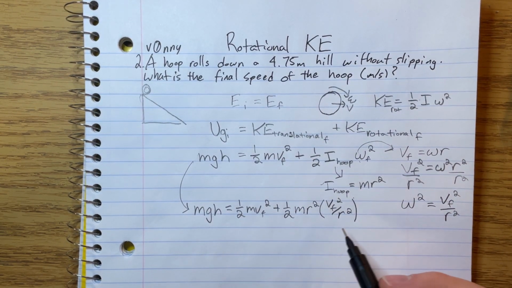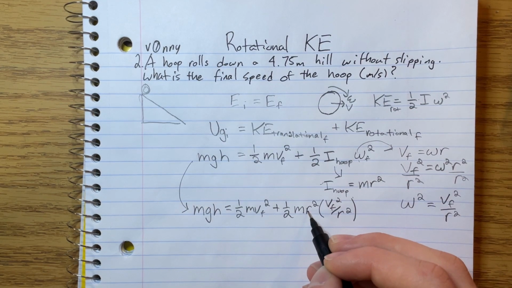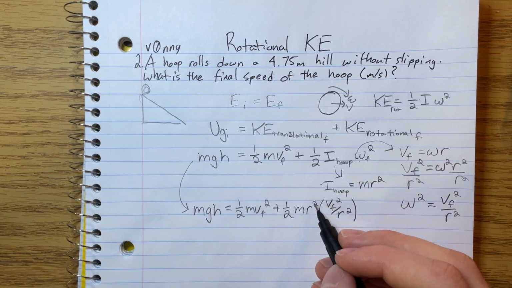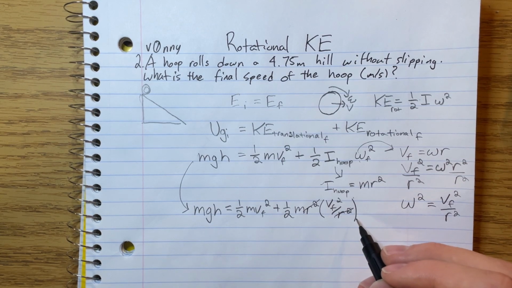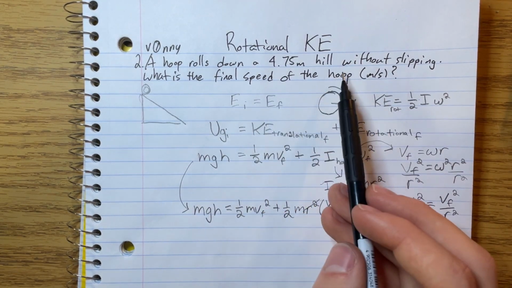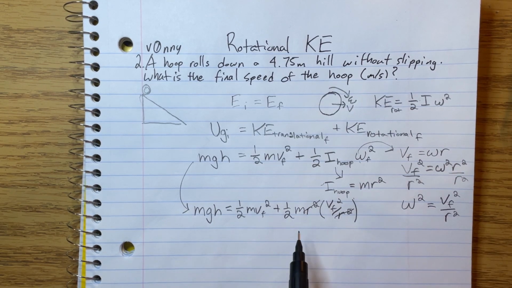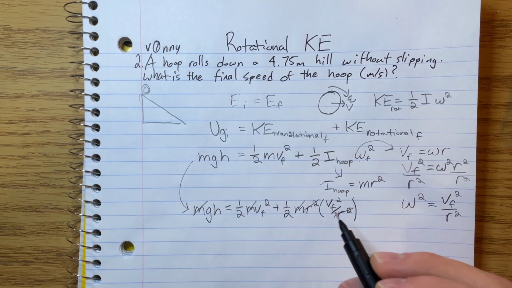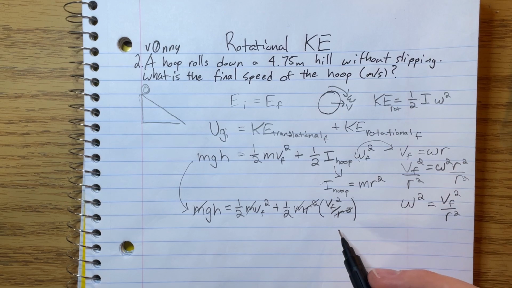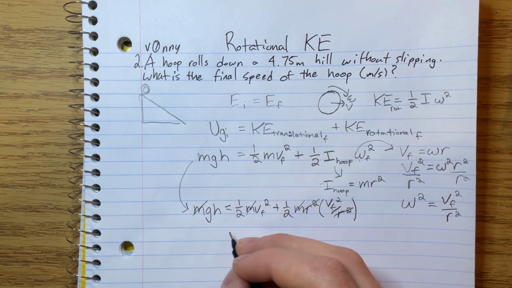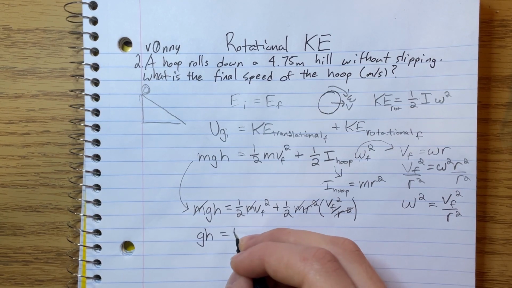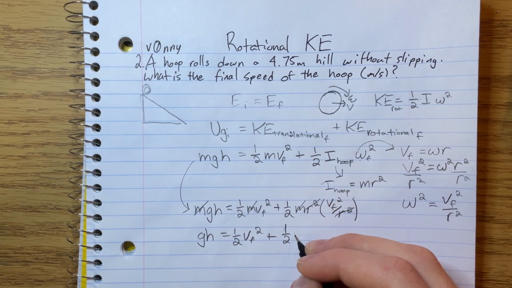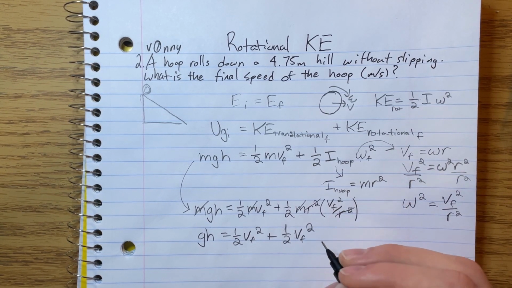And so now if we take a look, we can actually cancel out a few things. This is multiplying by r squared. This is dividing by r squared. This is an entire term because everything's being multiplied. So we can cancel out the r squareds. It's good because we didn't have a radius in the original problem. Next, if we take a look, each term has a mass in it. And so the mass is actually irrelevant. If we divided by m on each side, everything would cancel out perfectly. And thus, you're left with gh equals 1 half v final squared plus 1 half v final squared.